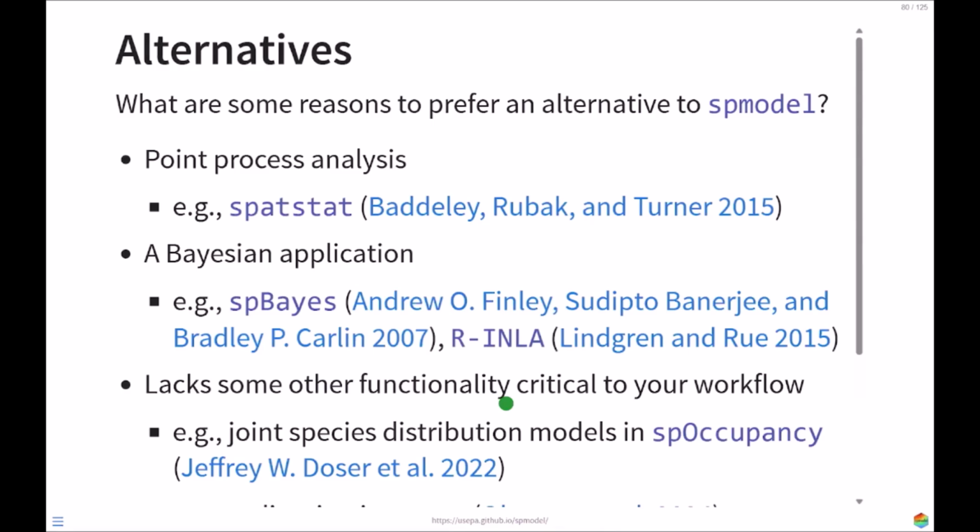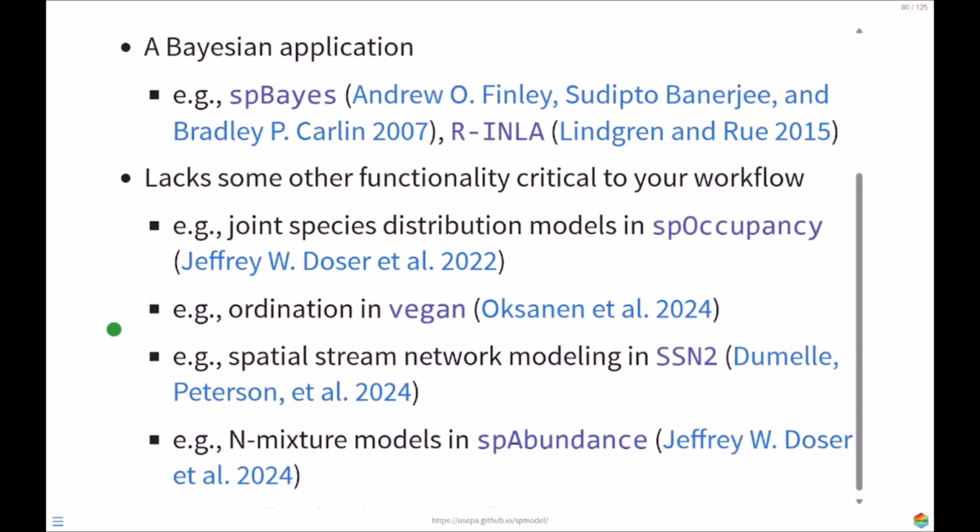What are some reasons to potentially prefer an alternative to spmodel? Maybe you're doing a point process analysis. spatstat is a good R package for that. Maybe you're doing a Bayesian application. spmodel uses only frequentist estimation. So if you want to go Bayesian, spBayes and R-INLA are some examples of packages. Or maybe there's some other functionality critical to your workflow that spmodel doesn't cover. So joint species distribution models, ordination, spatial stream networks, and mixture models. These are all types of things that are much better suited for other R packages.